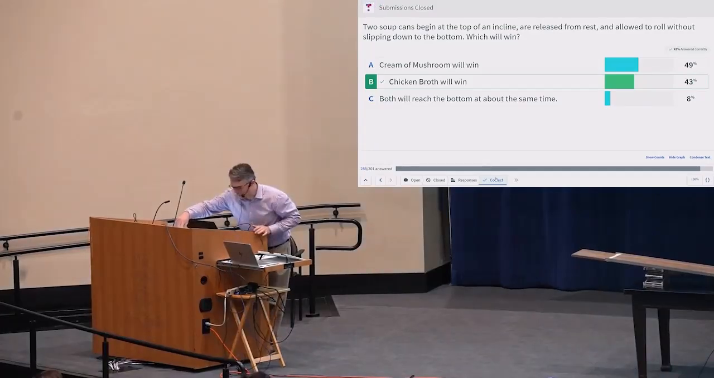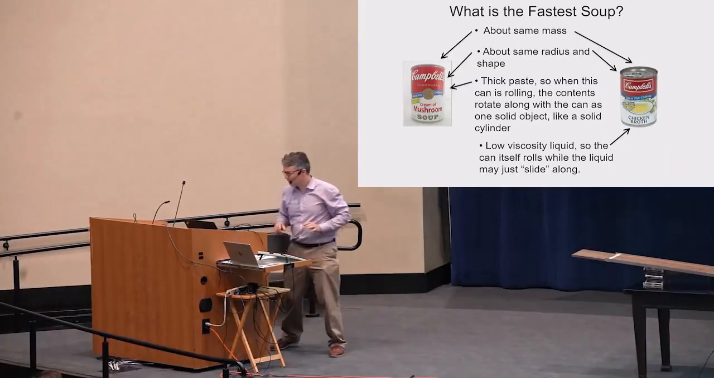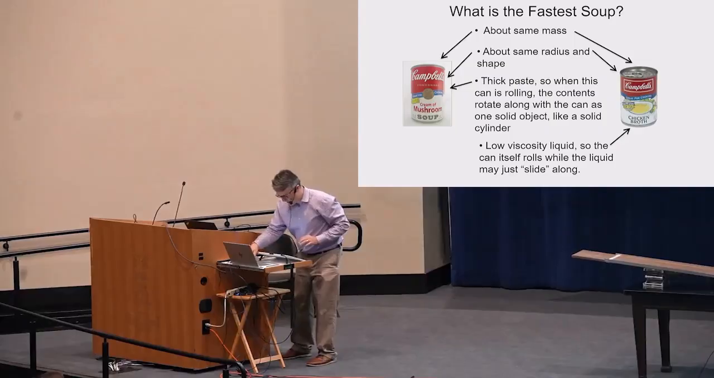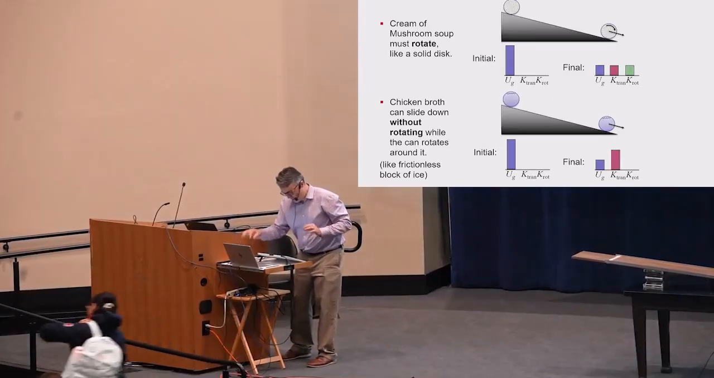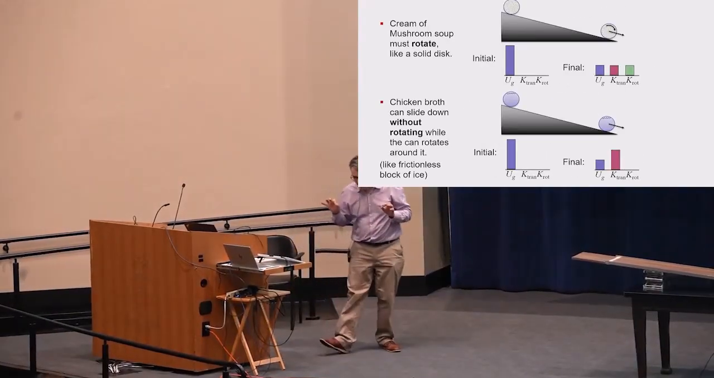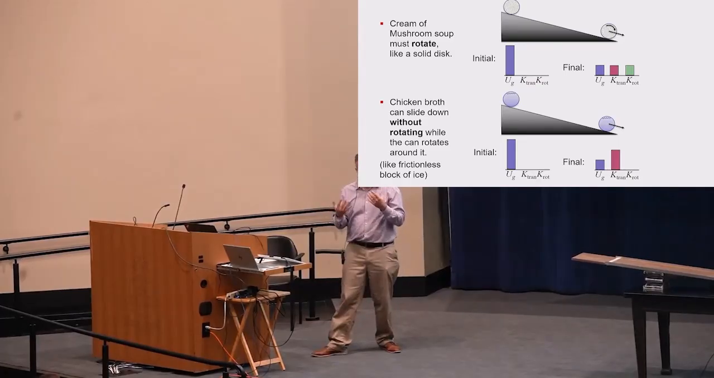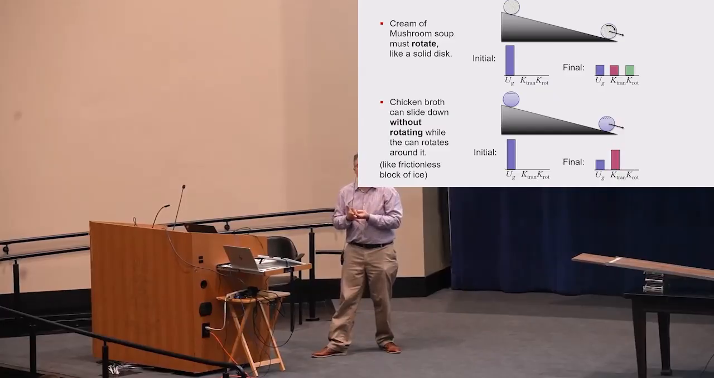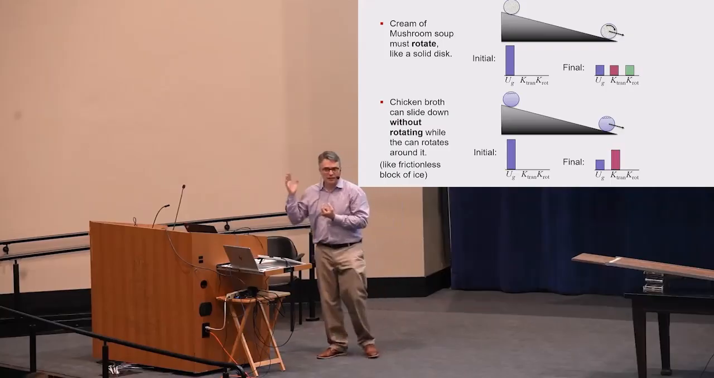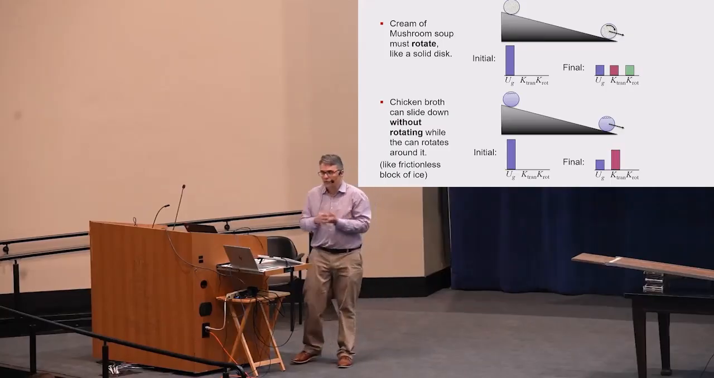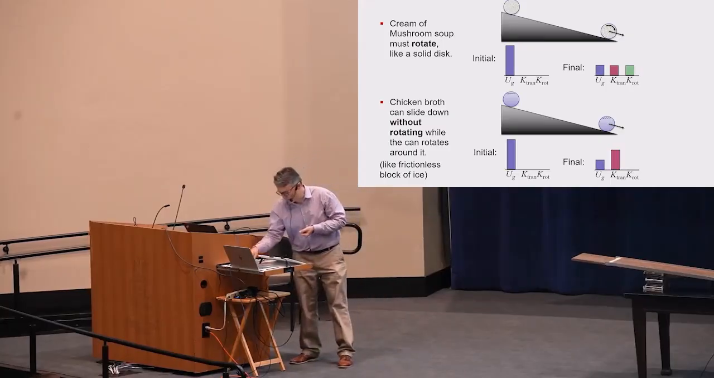But let's go over why I think it's happening. This surprised me a bit when I saw this. This is what I think is happening. The cream of mushroom soup must rotate because it's all stuck to the inner surface of the can. So it's almost like a solid disk, and it will probably be rolling down the hill with an acceleration g sine theta divided by 3/2.